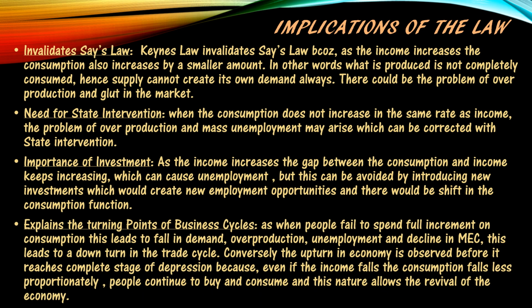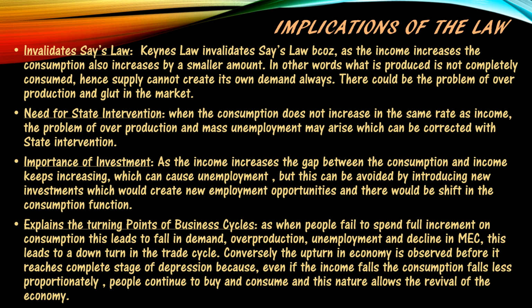Coming to the last one, it is very helpful in understanding the turning points of the business cycle. When people fail to spend the full increment of their income on consumption, this leads to a fall in demand. It leads to overproduction. It leads to unemployment. The marginal efficiency of capital, that is MEC, declines. And this leads to a downturn in the trade cycle. Conversely, when there is an upturn in the trade cycle before reaching the depression stage, how is that possible then?